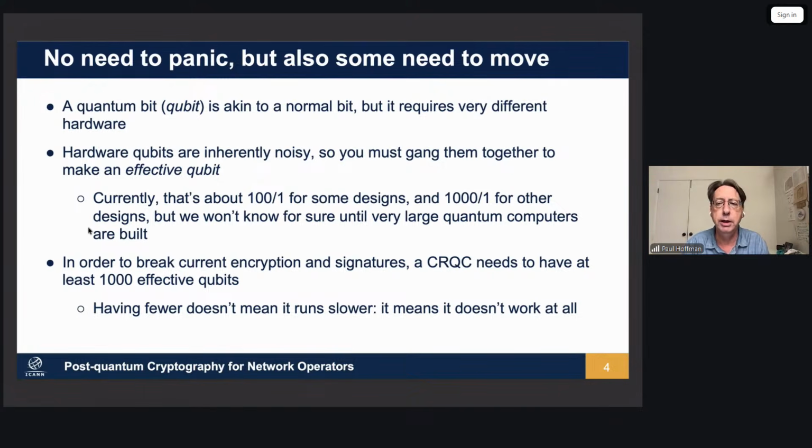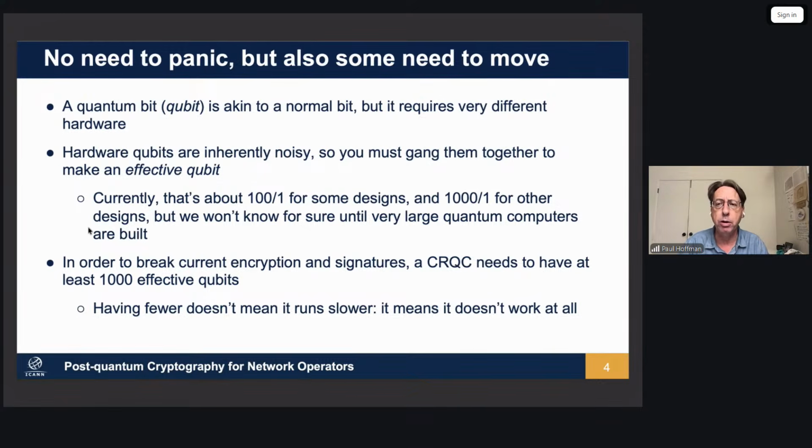So one thing to keep in mind, though, is in order for these CRQCs to exist, they need at least, according to current estimates, 1,000 effective qubits. Now, looking at the bullet above, that means they need 100,000 qubits, or maybe 1,000,000 qubits. That's a huge difference. And only time will tell which of those numbers.